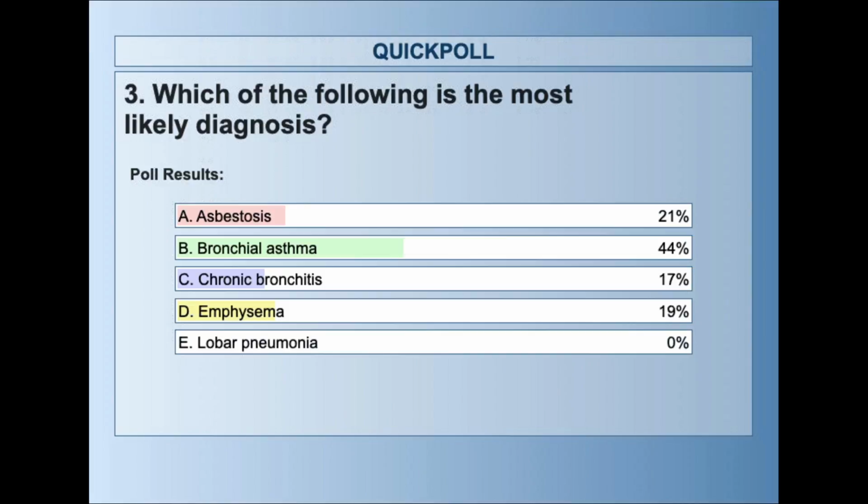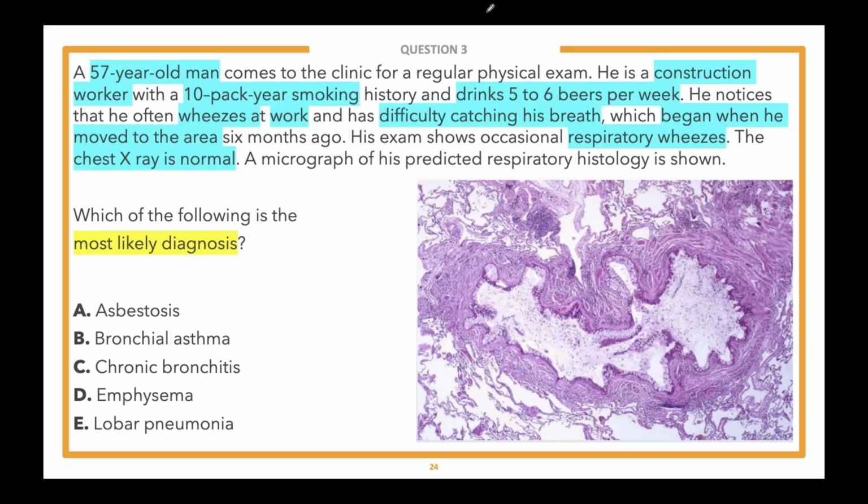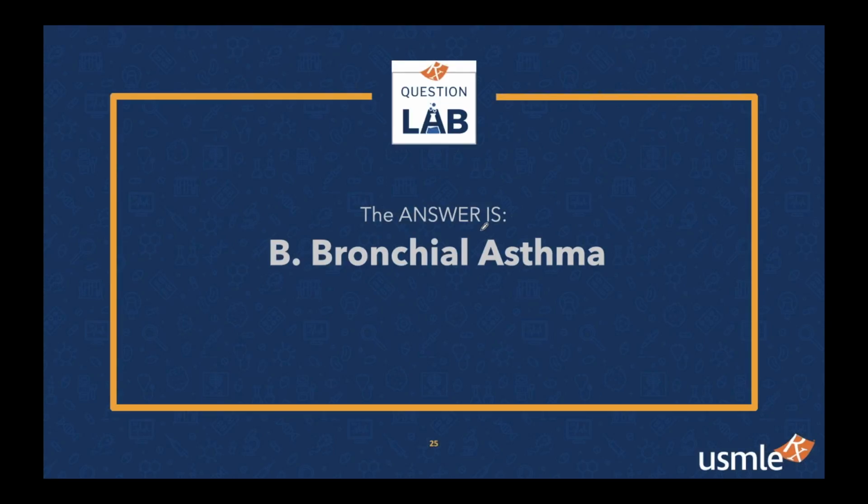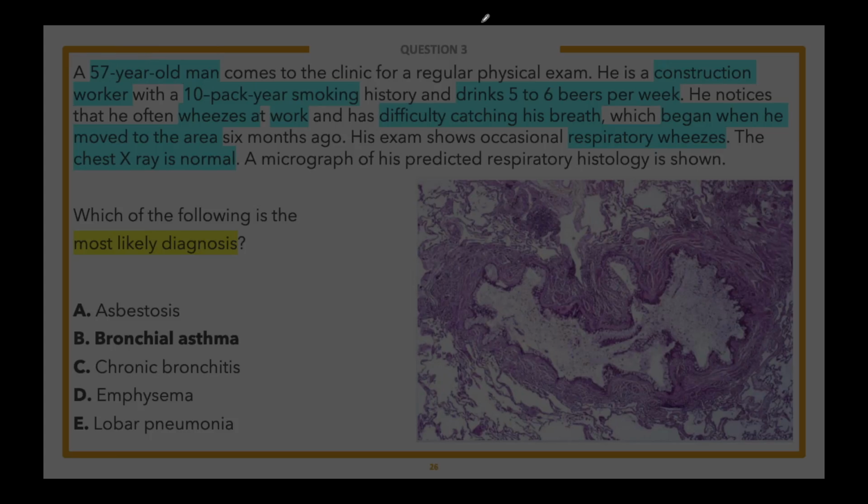And it looks like 44% of you selected bronchial asthma, and in second place was asbestosis. So let's take a look and see what the correct answer is. And the correct answer is, in fact, B, bronchial asthma. And 44% of you got it right. Another strong showing. Great job, everyone. Let's hand it off to Paris. Thank you, Sean. Yeah, great job, guys.